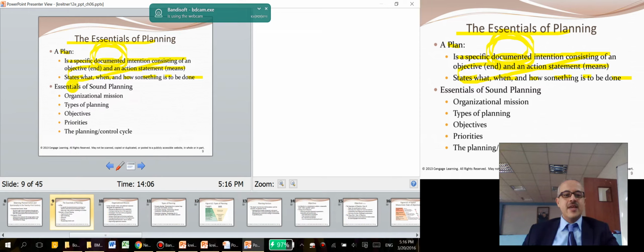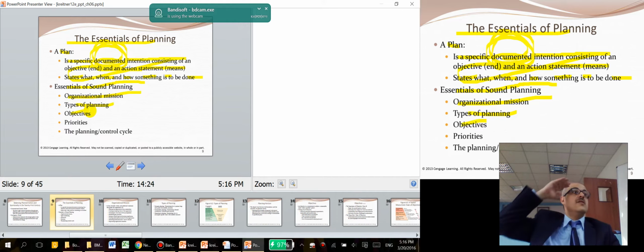Yeah. All right. Establish essentials of sound planning. How do you know you have a good plan? You need to have a mission. Okay. An organization mission. This is our mission, as a company. You need to look at the types of planning that we will discuss in the following slides. You need to set objectives. These are my objectives, okay? I want to get this, this, and that. What were your objectives? My objective?